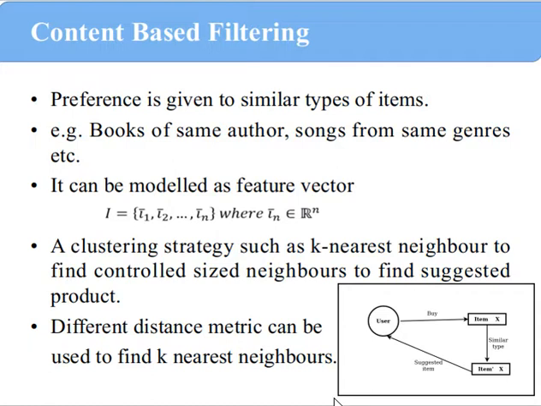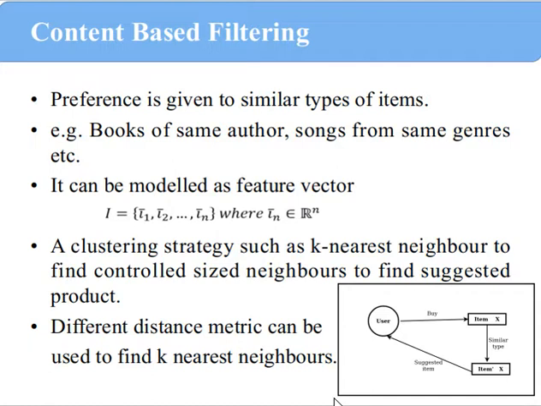So in the content based filtering, the main preference is given to similar types of items. For example, here the books of the same author, the songs of the same genre, etc. So here we can see that the recommendation is directly related with the item. Whenever a user wants to buy a certain item, then from a set of lists, it will get recommended the item which the user wants to buy.